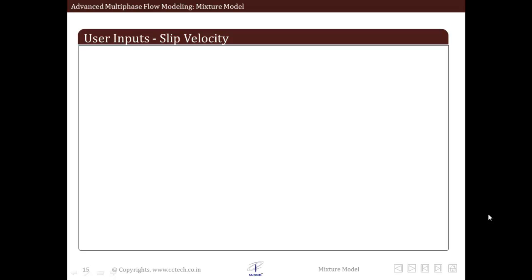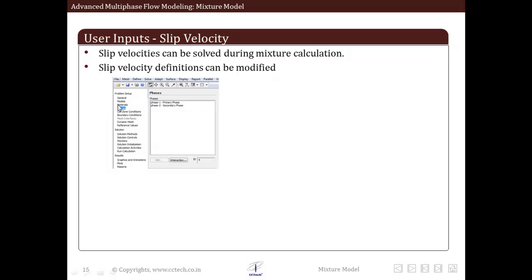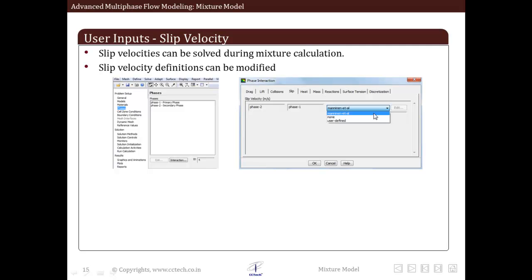Now let us see how we can modify the slip velocity definitions. Slip velocities between phases can be solved during mixture calculations. These definitions can also be modified. For this, we go to phases and click on interaction. Then the phase interaction panel will pop up and we have a tab called slip in which we can define the configurations or models for calculating slip velocities. Currently, we are defining a slip velocity configuration or model between phase 2 and 1. Various options are available here.